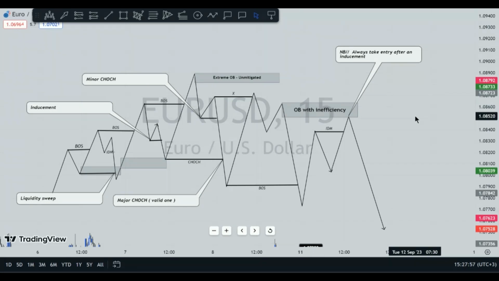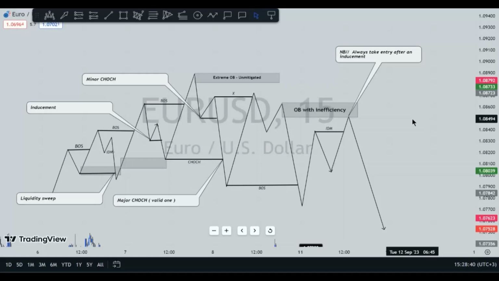So first we need to know what inducement means, and inducement basically means persuading traders to enter the market early. That is what the market makers usually do. So when the inducement happens, the retail traders' stop losses are taken out, and then the price moves in the desired direction.